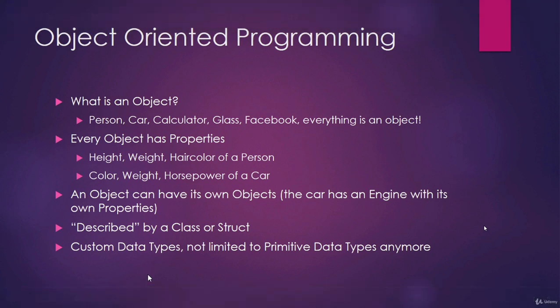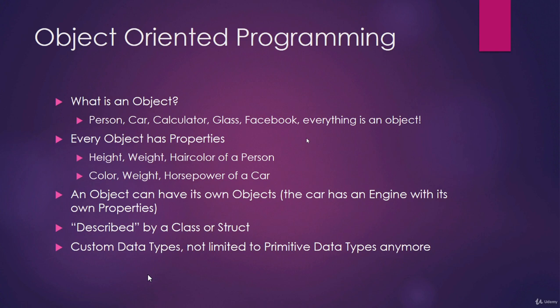And the answer to this question is both very easy, and at the same time it's very hard to grasp in the beginning because it's something that is very abstract. For example, as you can see here, I have written a couple of examples of objects. Well, basically anything can be an object. The person can be an object, the car, the calculator, the glass, Facebook. Your fingers are objects. Everything is an object. Anything that can be described with a given set of properties is an object.